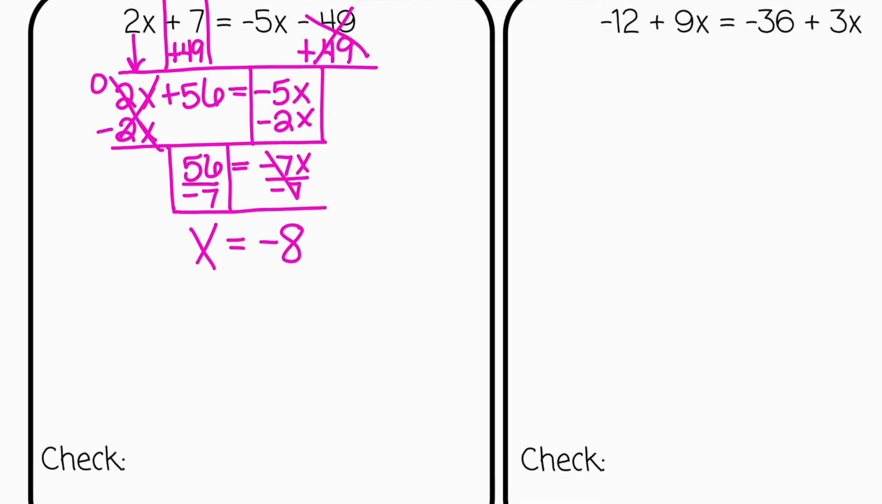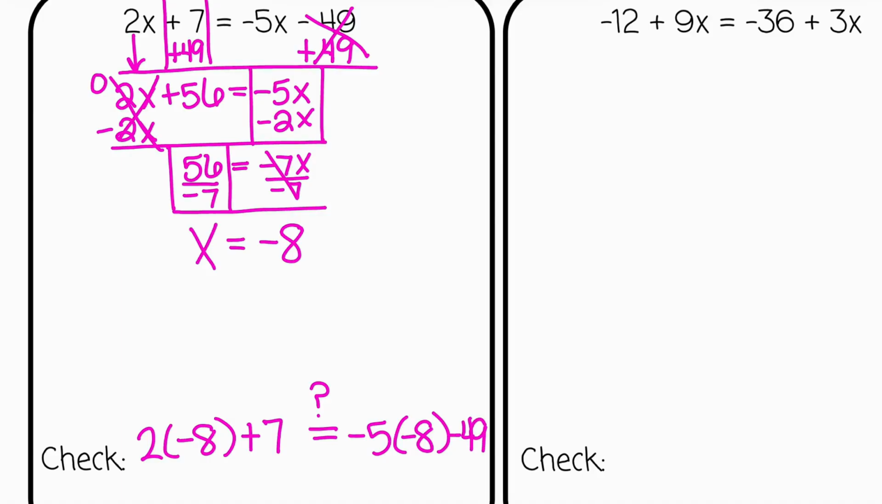All right, checking our answer. 2 times negative 8 plus 7, and we're checking to see, is that equal to negative 5 times negative 8 minus 49? Okay, 2 times negative 8 is negative 16, and then negative 16 plus 7 would be negative 9. And we're checking to see if the other side matches it. Okay, so negative 5 times negative 8 is 40. And then 40 subtract 49 gives me negative 9. So they do match, they are equal, so we know we got it right.